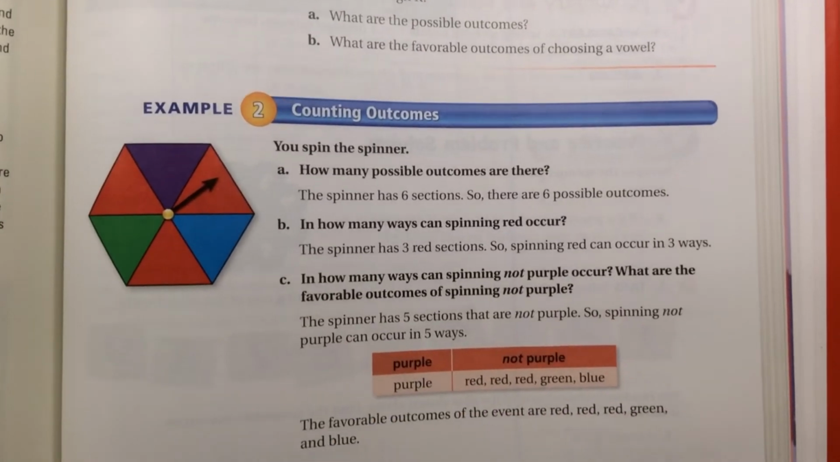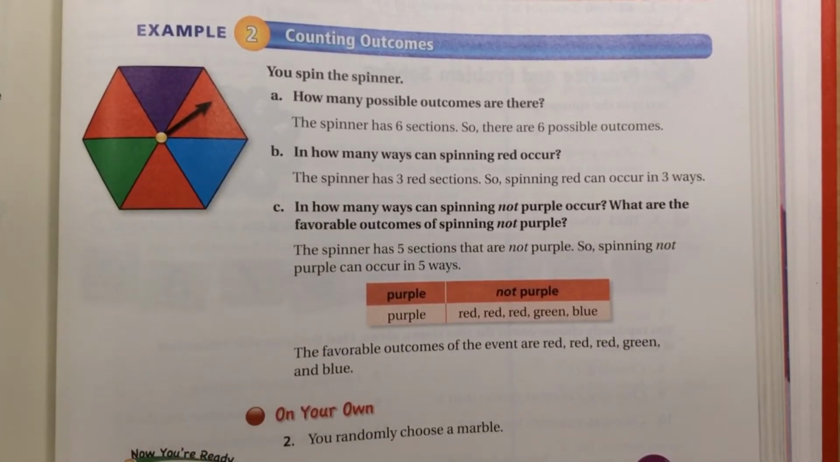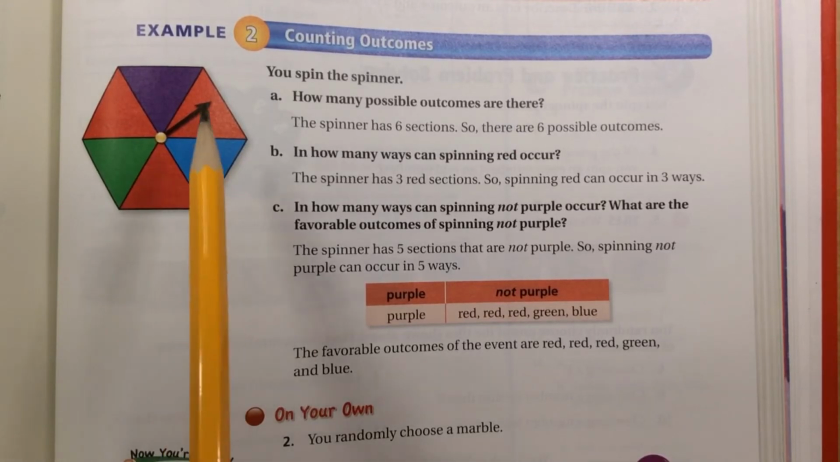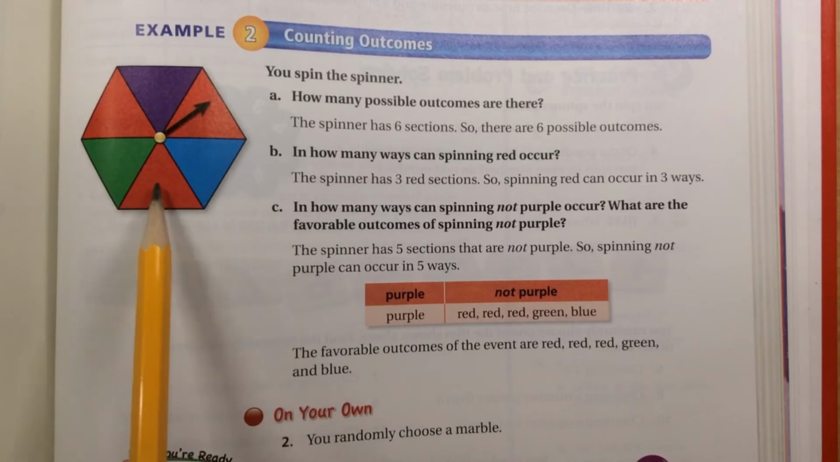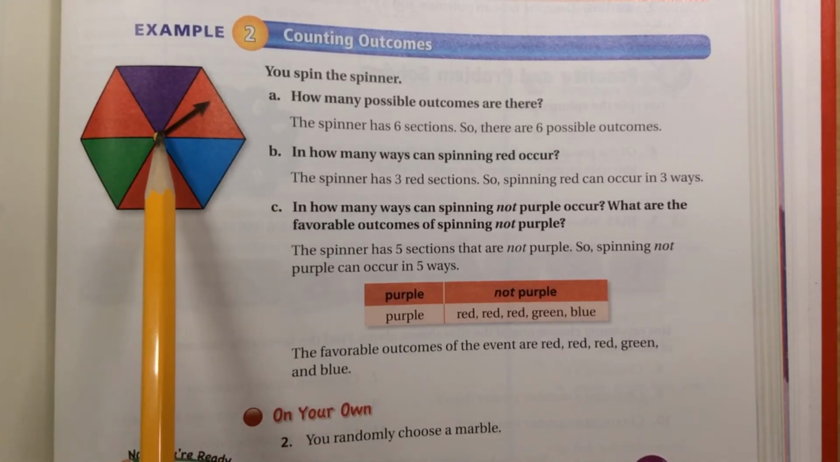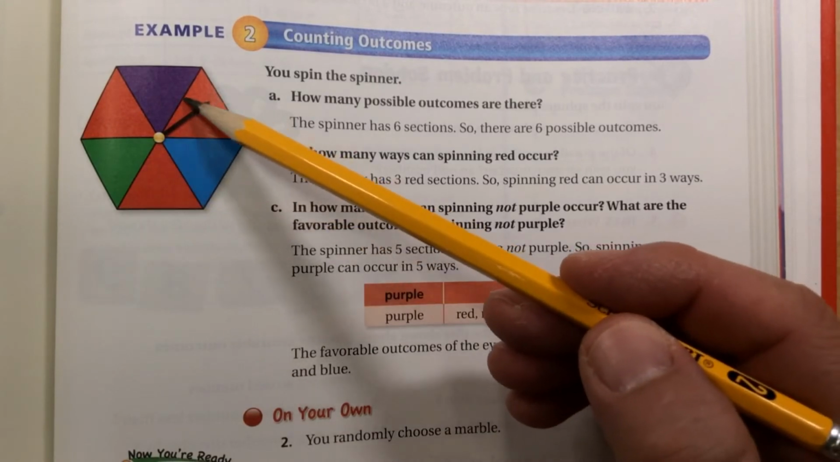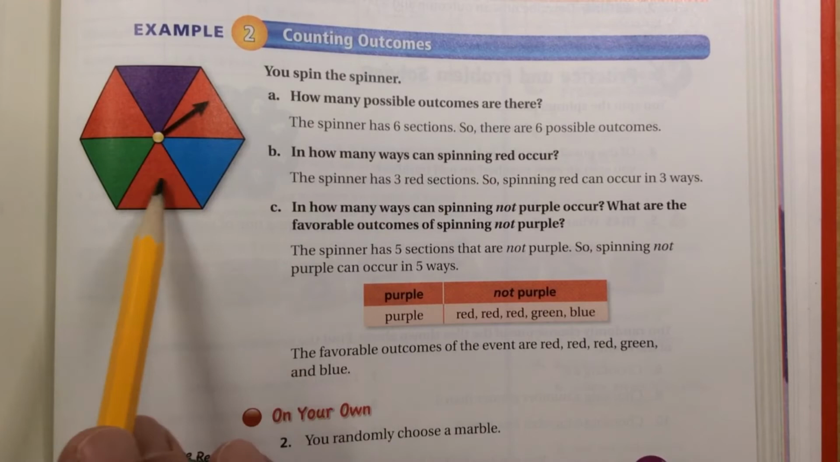Counting outcomes. You spin this spinner right here. How many possible outcomes are there? Well, you could get this spot, this spot, this spot, this spot, this spot, or this spot. There are 6 possible outcomes. Please don't say, well, what about right on the line? Okay, we're not going to count that. So there are 6 possible outcomes.